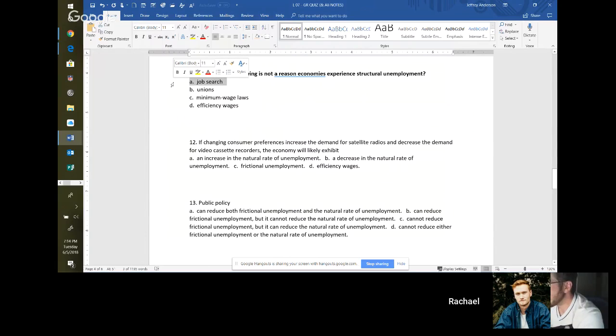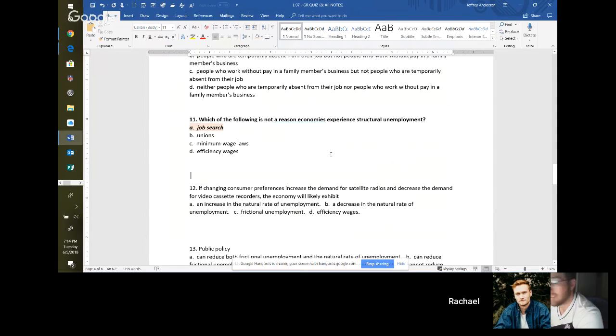What did you get, Garrett, for number 11? I think it's A. Garrett. Where'd he go? You might not be able to hear us. Maybe. Okay, so let's reapproach this question.